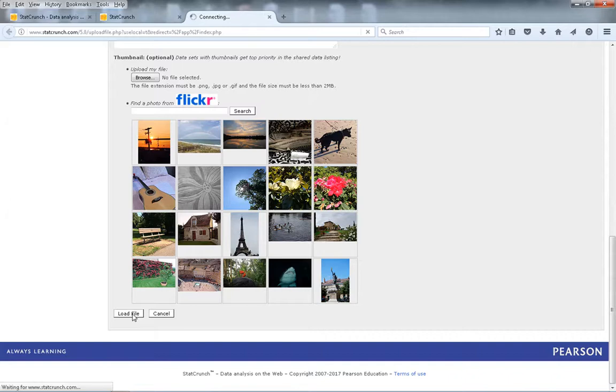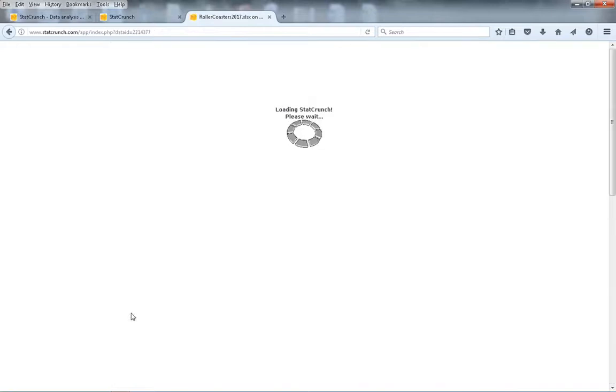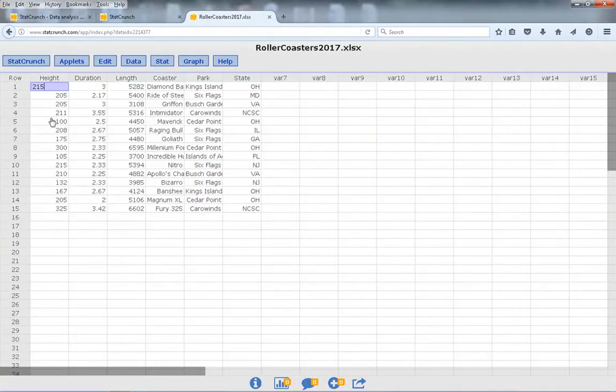And what you see is that it's got some information about the height of the coaster, or how tall the main hill is on the coaster, how long the roller coaster is as far as time, how long it takes to make a circuit, and then the length of the coaster, how much track length there is in feet. So you've got height in feet, duration in minutes, and length in feet. And these are the names of the coasters.